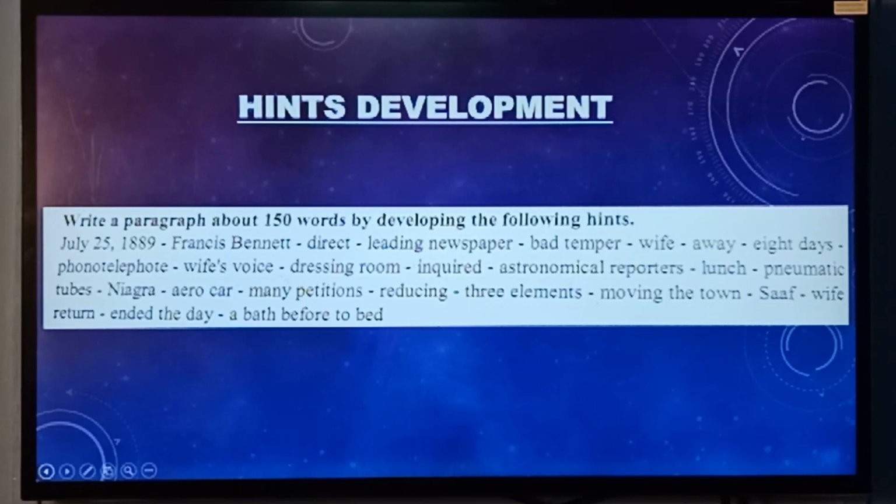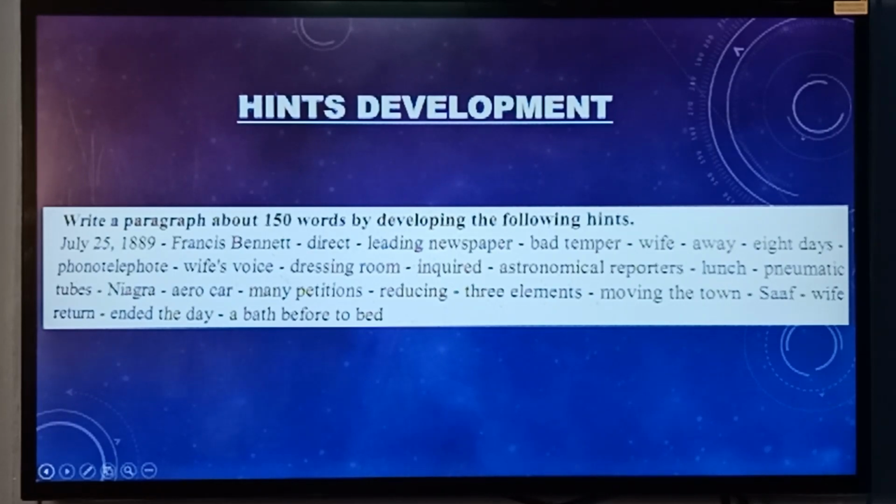Next comes the hints development, which carries 8 marks. Write a paragraph of about 150 words by developing the following hints. Here, hints will be given and you have to develop those hints into sentences. I will read the hints for you.